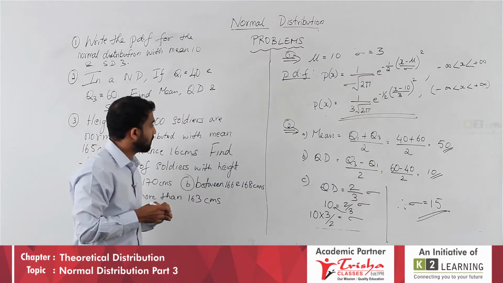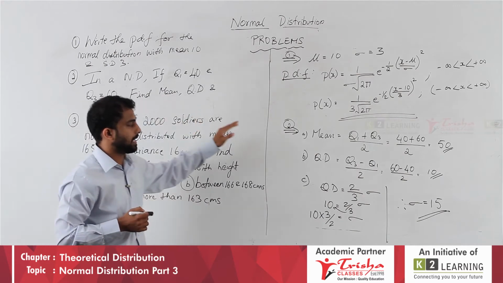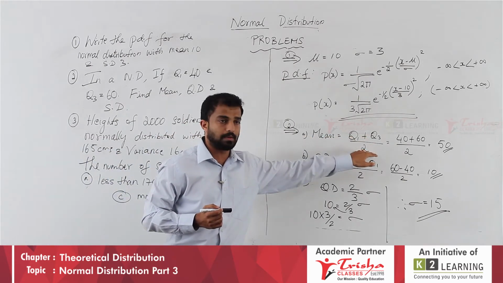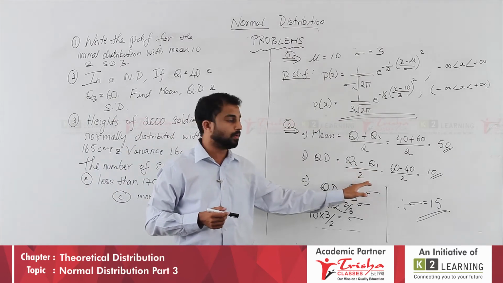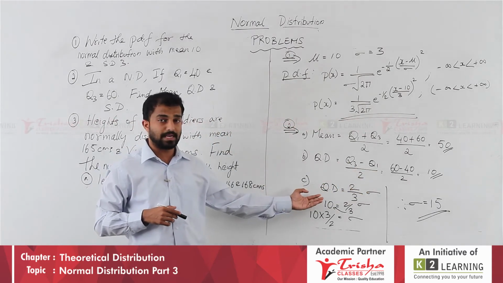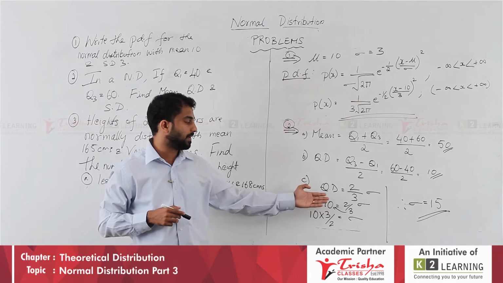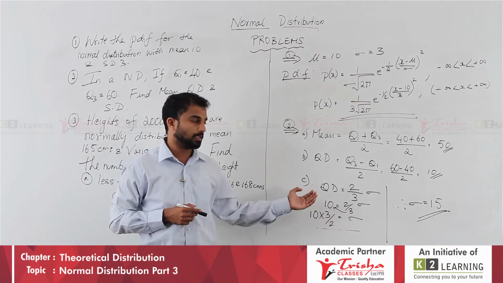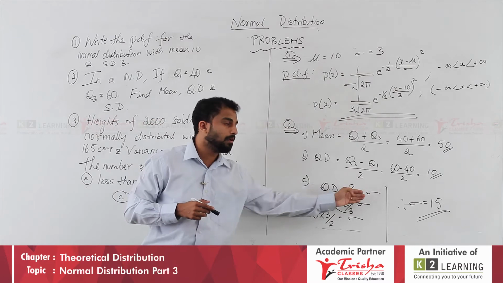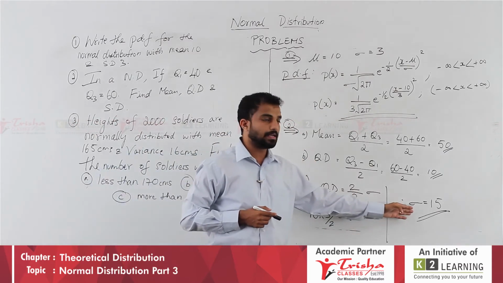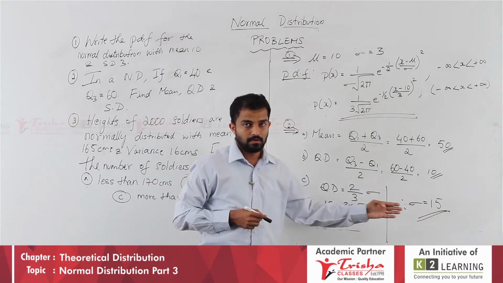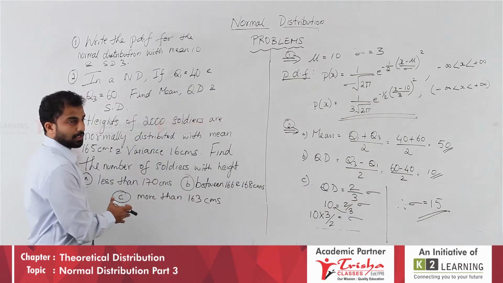So students, this is the way we have found out mean, which is the average of the quartiles, Q1 plus Q3 by 2. We found out quartile deviation, which is Q3 minus Q1 by 2. And finally, we found out quartile deviation according to normal distribution. We had to find out standard deviation. So it's QD is equal to 2 by 3 sigma. We already found out quartile deviation here, and that's how we found out standard deviation to be 15. We have one more question to work out.